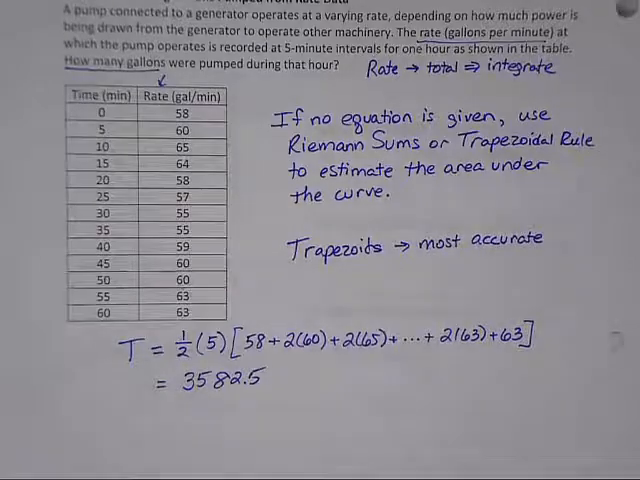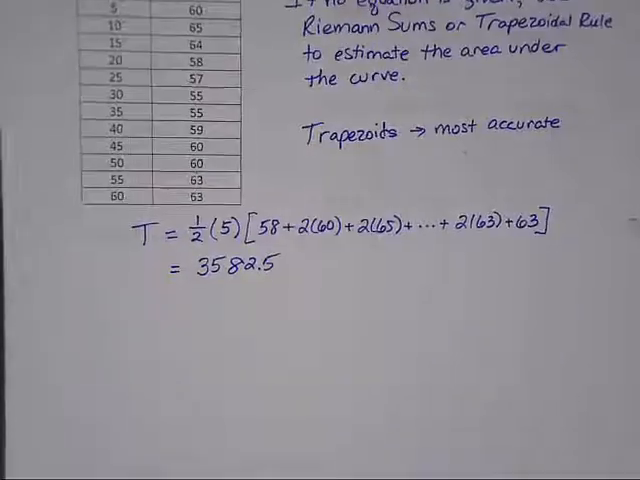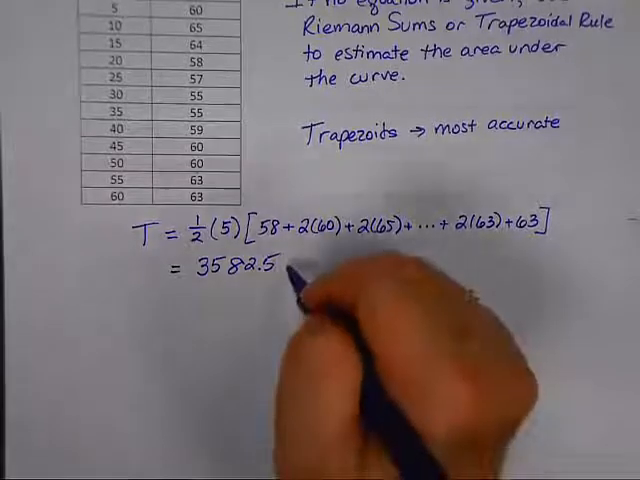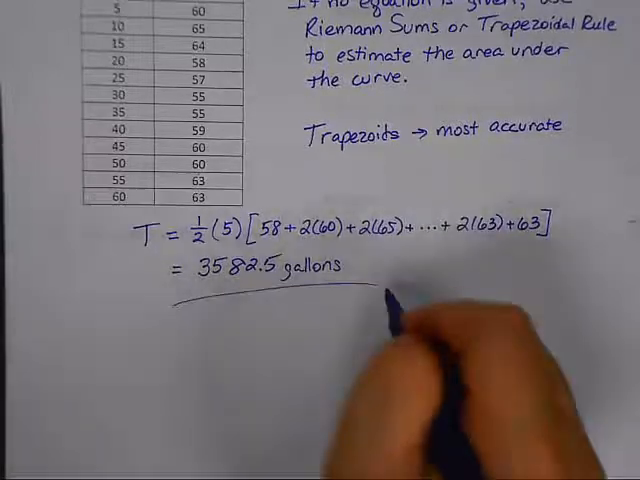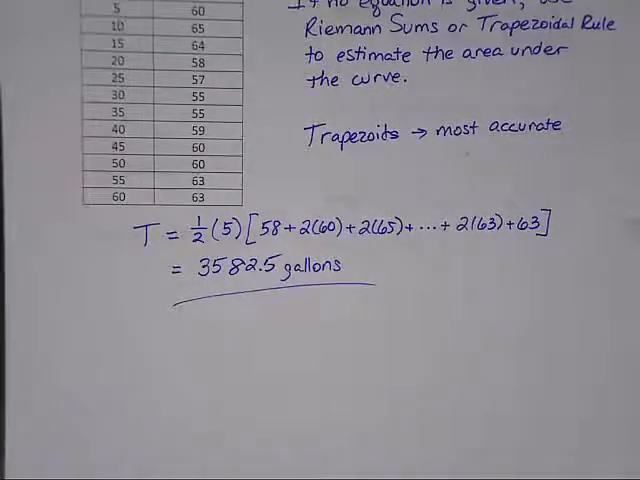This one should come out to be 3,582.5. Is that what y'all got? 3,582.5 what? This is gallons that were pumped. So there's your answer. The total number of gallons pumped over the hour was 3,582.5. That's a logical answer.